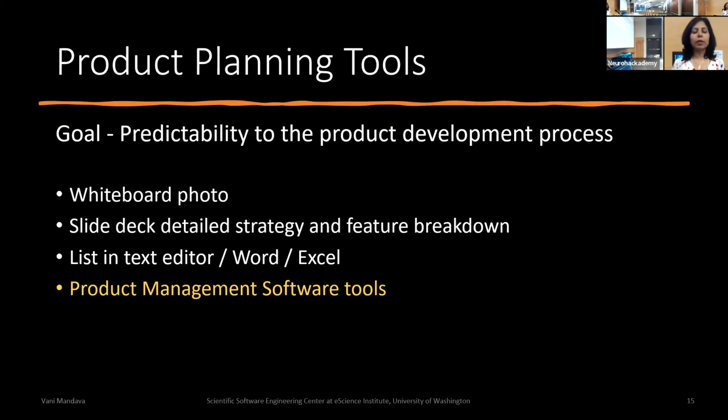In terms of building that product plan, what does that look like? What tools can you use? It honestly does not matter. It could just be back of the napkin, something that you just draw up on the whiteboard along with your colleagues. It could be a slide deck with a detailed strategy and feature breakdown. It could be a list. Or you could use more sophisticated product management software tools. And we'll go over some of those a little bit later in the talk.